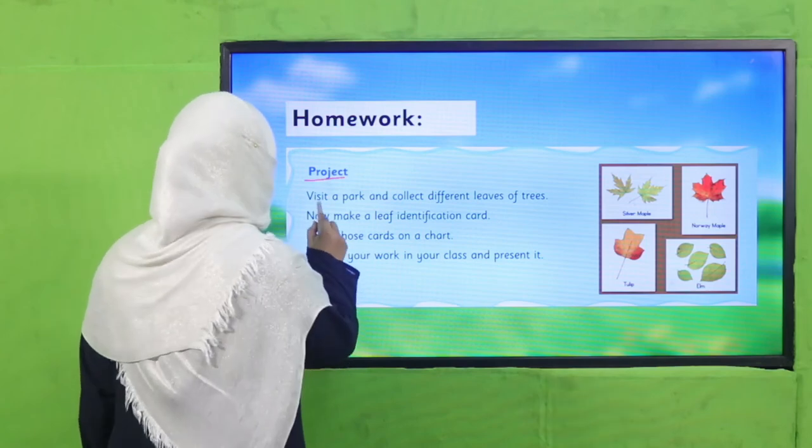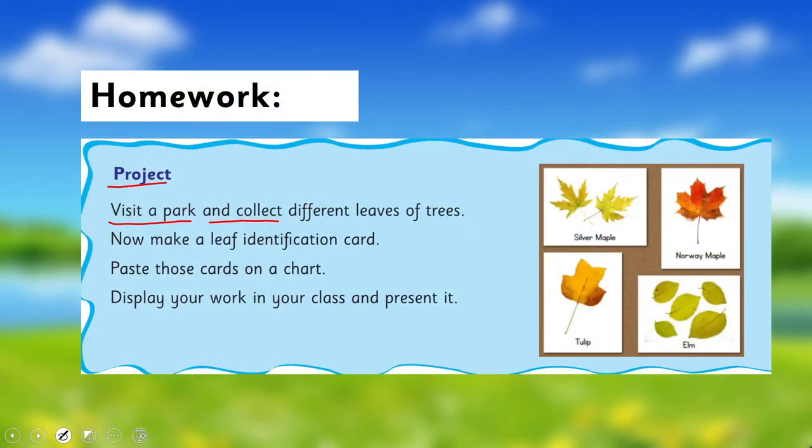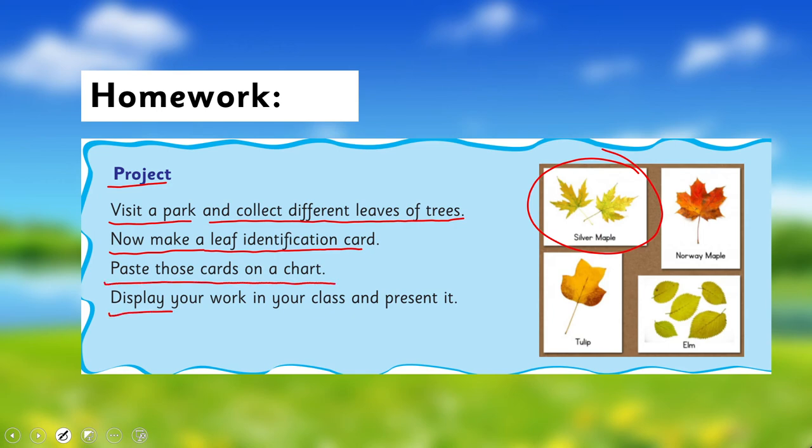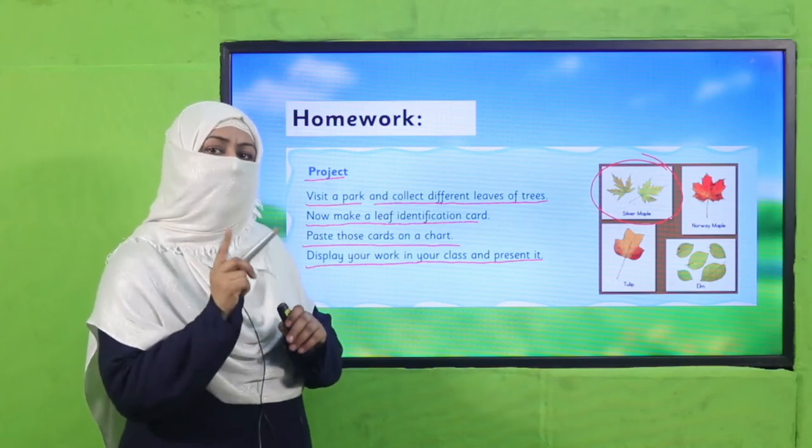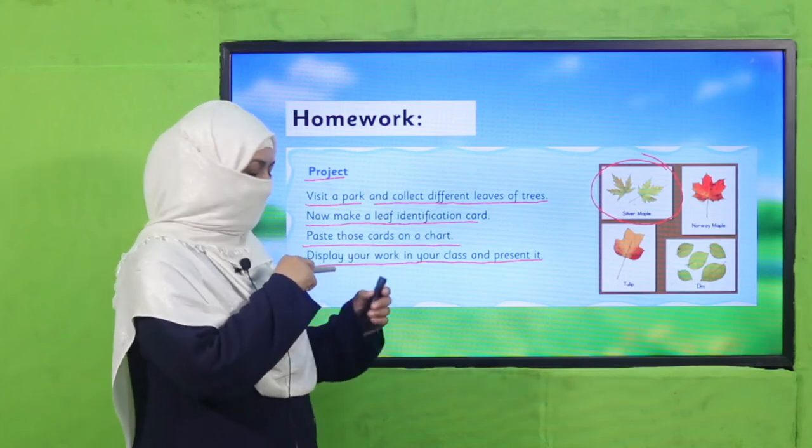And how are you going to do it? You'll visit a park and collect different leaves of trees. Now make a leaf identification card the way it's shown to you over here. Paste those cards on a chart and display your work in your class and present it. You will display it and present what you have done. So I suggest you complete this by this coming weekend, and by coming Monday, you will show it in your class, right?